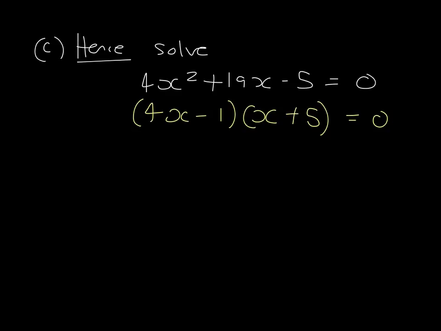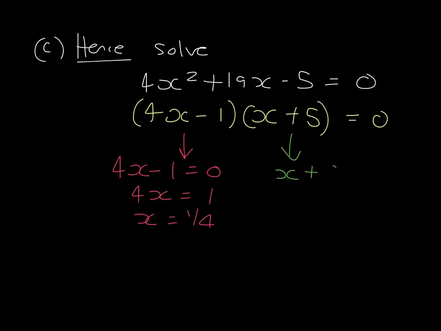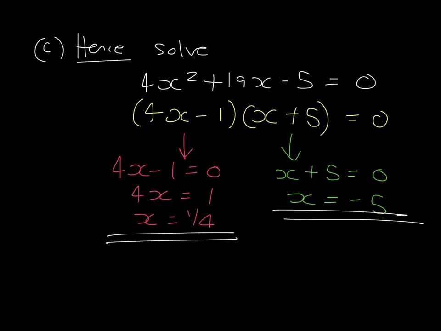Now, we know that we then make each bracket equal to 0 in turn. So if 4x minus 1 equals 0, 4x equals 1, x then equals a quarter. That's one possible answer. The other possible answer comes from x plus 5 equals 0, which is the second bracket. x then equals negative 5. So our two answers are these here.